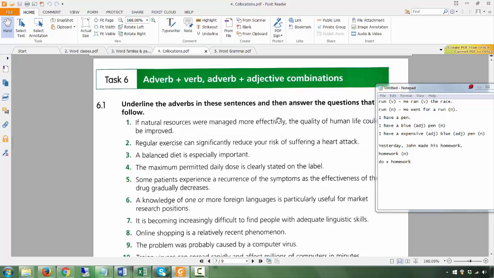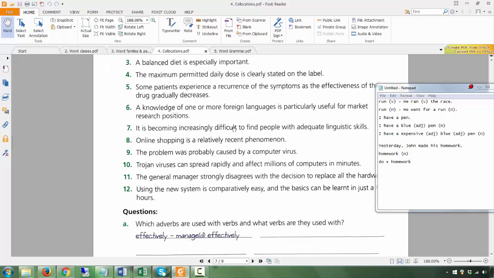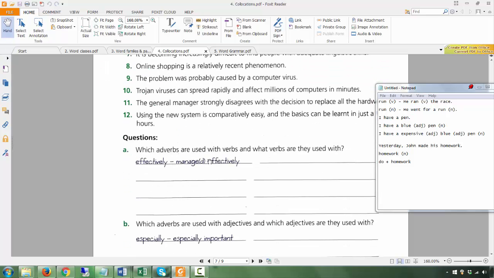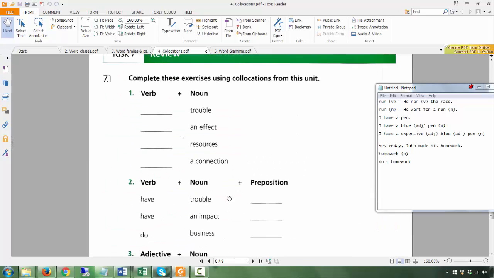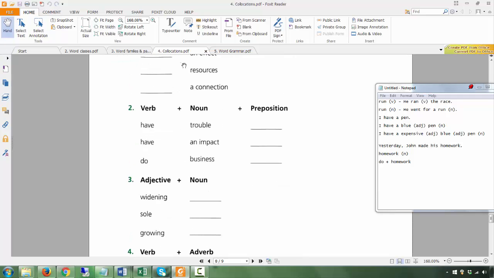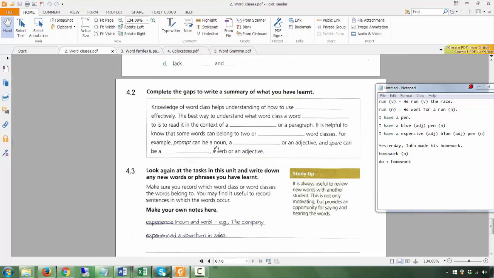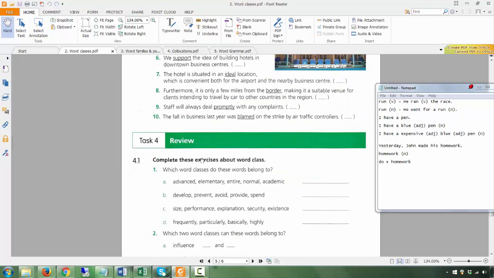Effectively, what is effectively describing? It could be describing a verb or it could be describing an adjective. Here it's describing a verb. So it's not describing an adjective, it's describing a verb. So anyway, you complete this, okay? That's why managed effectively. This is for the verbs. If it's an adjective, then you put it under this column, okay? And lastly, this is just exercise you complete, the same for this one in the word class, the review.